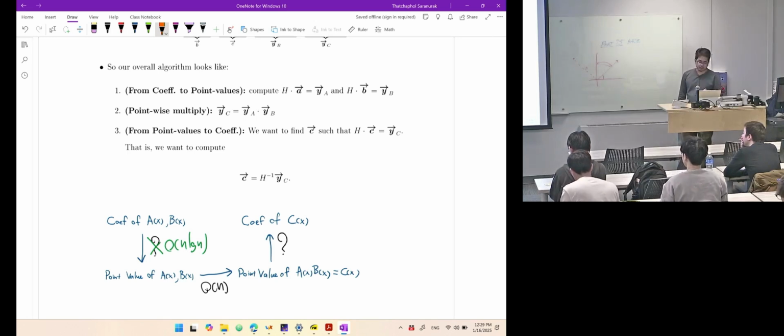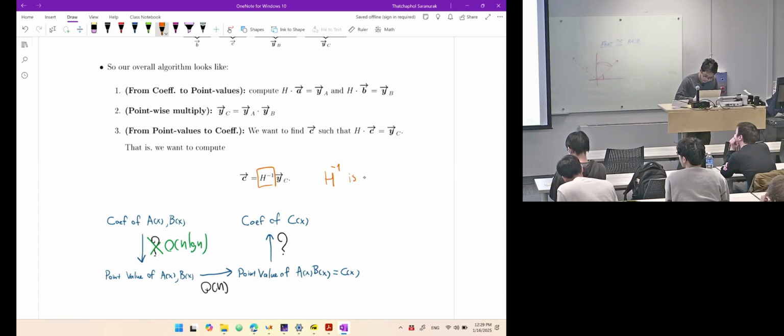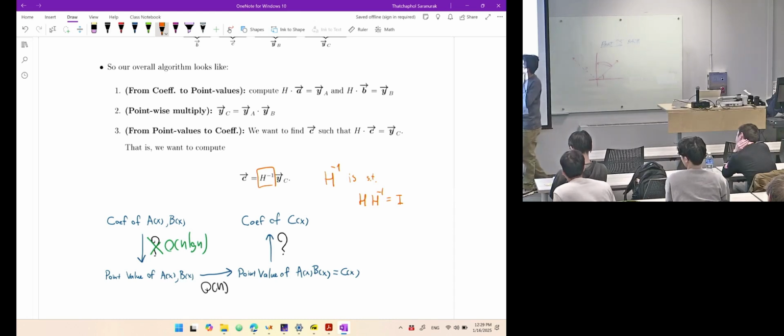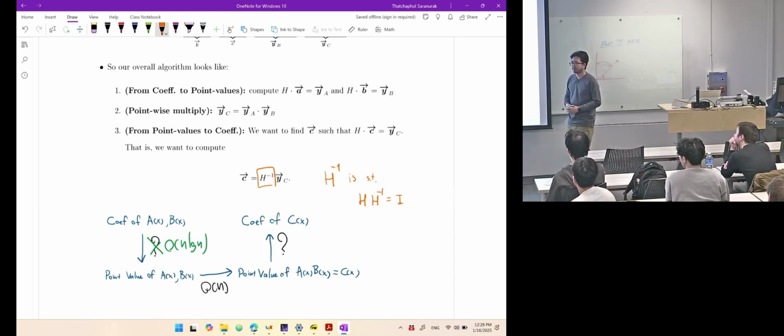Okay. And so H is a matrix, and you just ask what is H inverse. Just to recall, H inverse is a matrix such that H times H inverse is exactly the identity matrix, right? So you just need to ask yourself, how does H inverse look like? And once you know how it looks like, can you multiply YC by it fast? If we can do this, then we are done. Question?